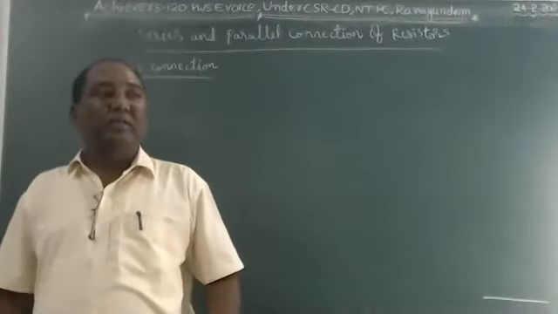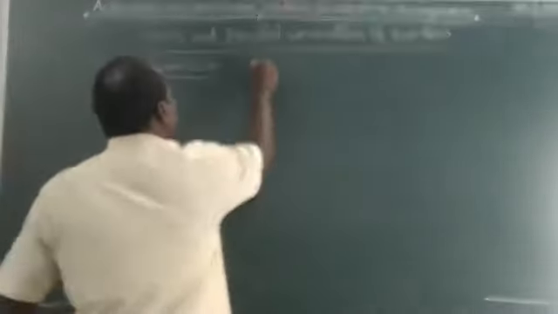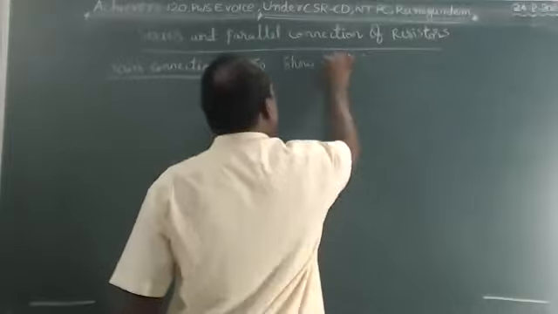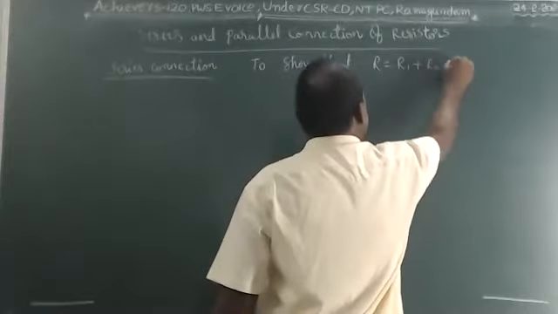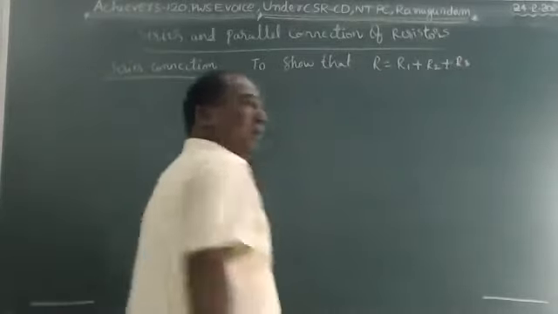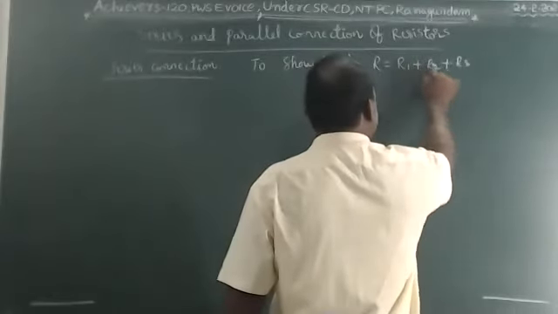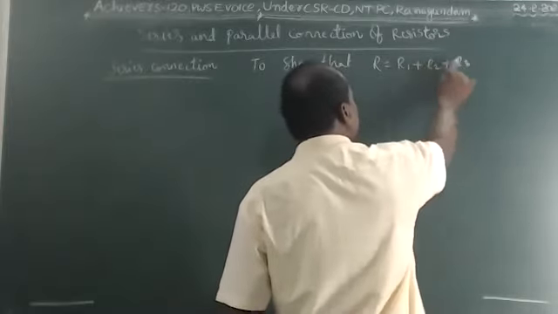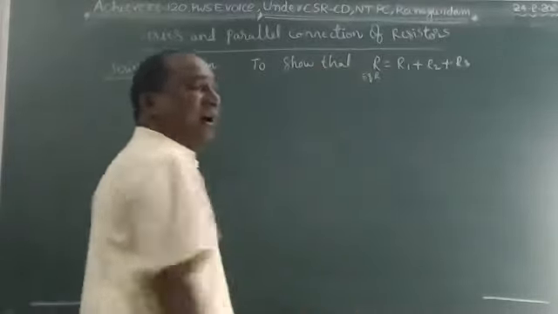So, for example, see, children. Here in series connection, we have to show that R equals R1 plus R2 plus R3. This question they will ask. The sum of individual resistors, R1 resistor, R2 resistor, R3 resistor, is equal to the equivalent resistor. It is called the equivalent resistor.